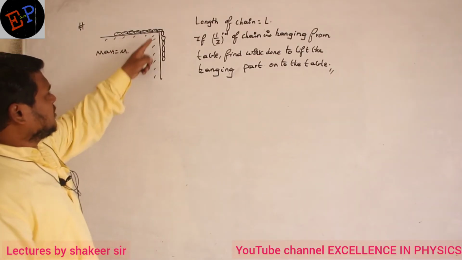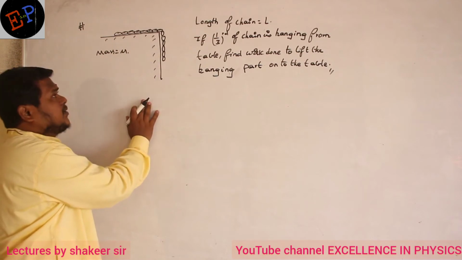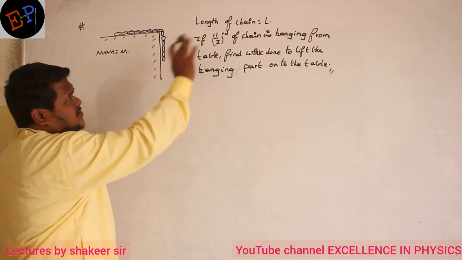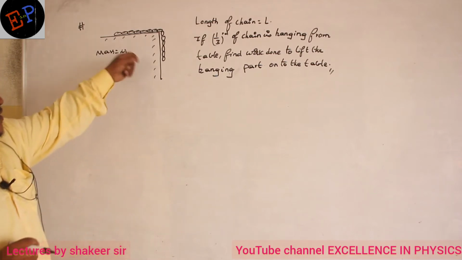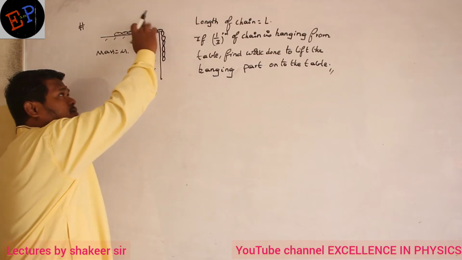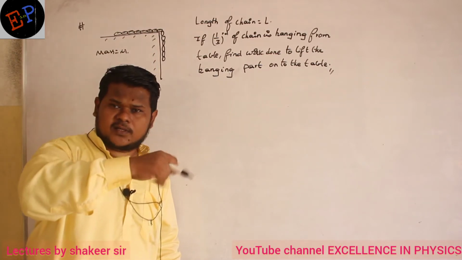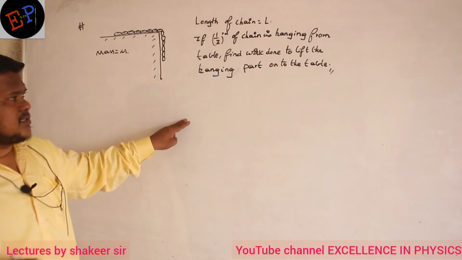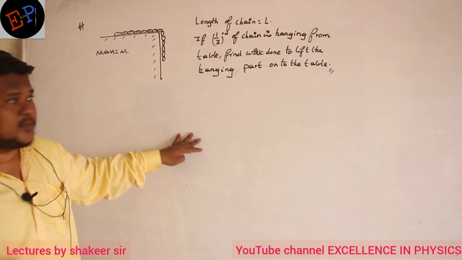So this is a table on which a chain is hanging. Clear, no? Total length of the chain is L and total mass of the chain is M. So by applying some force, I want to pull this remaining hanging part of the chain onto the table. Clear, no? Then in that condition, how much amount of work do I have to do? That is what I am supposed to calculate. Are you able to understand?